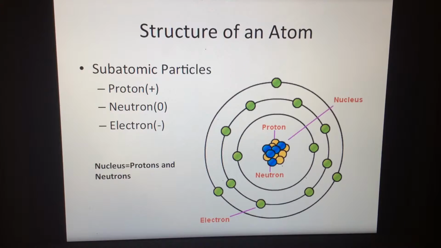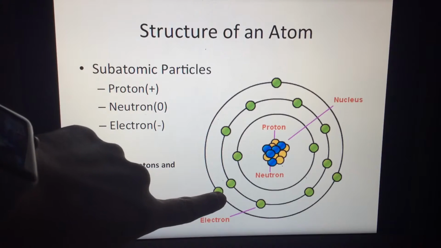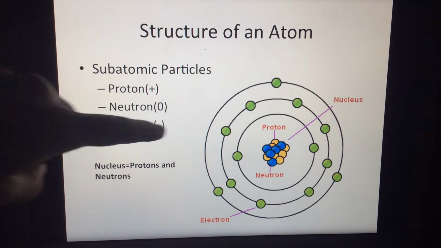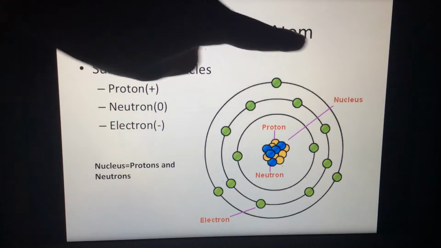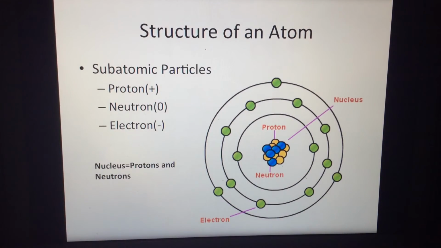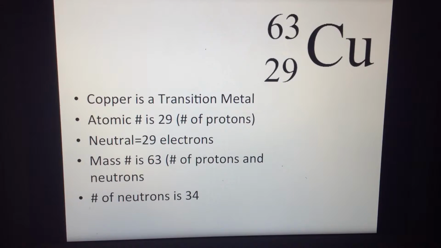The last subatomic particle is called an electron. Electrons sit in a cloud outside the atom. Electrons have a negative charge. When an atom is neutral, it has the same amount of electrons and protons, therefore the same amount of positive charge as negative charge. Copper is a transition metal and can therefore have different charges. However, for this video, I am just going to explain a neutral atom of copper.